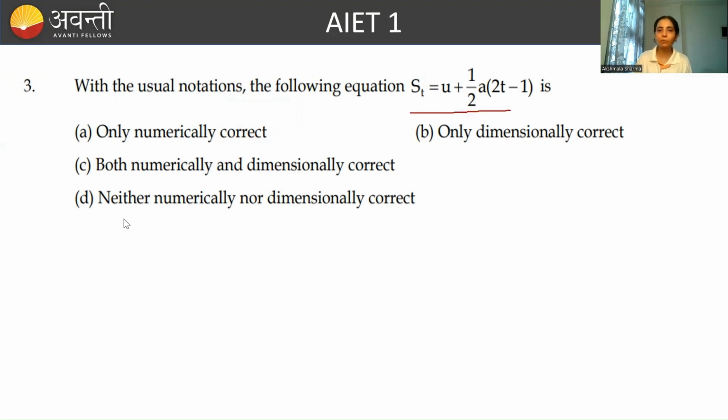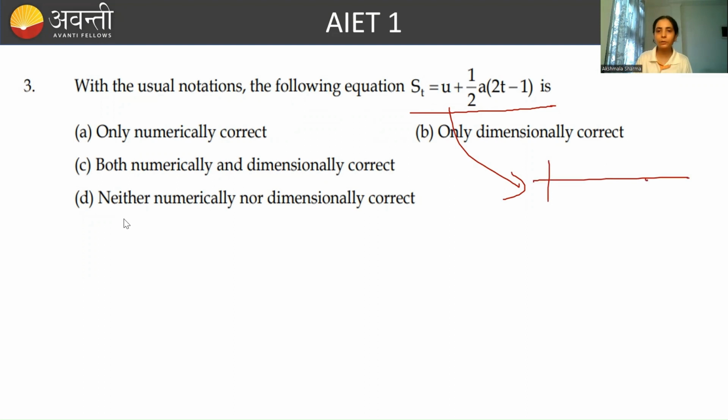So in this equation, we needed to tell if it is numerically, dimensionally correct, or if one is correct, another is wrong. So this equation is what? First, we need to identify that this is nothing but the formula of distance covered in nth second. How we used to calculate that?